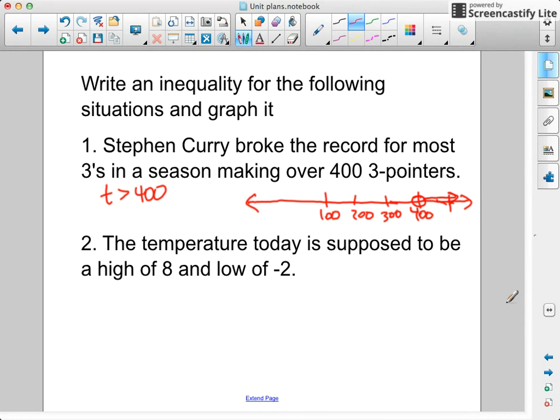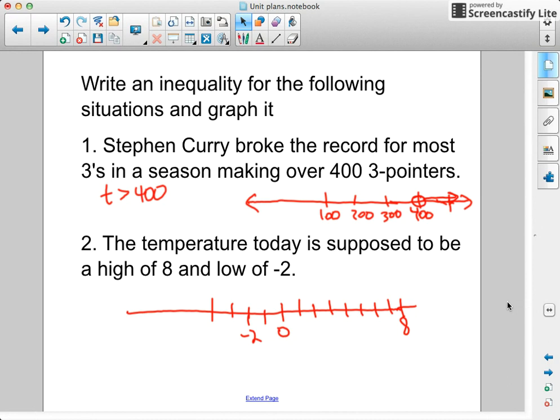Okay, number 2, the temperature is supposed to be a high of 8 and a low of negative 2. So draw my number line, put 0 on it. So I got negative 2 here. I got 8 right here. So this one's going to show a range. A high of 8, so that's right here. Low of negative 2. Could be any of that. So my graph shows all those values.